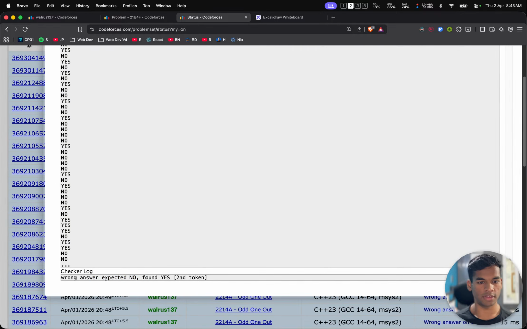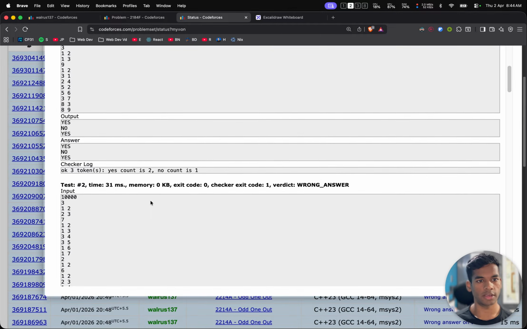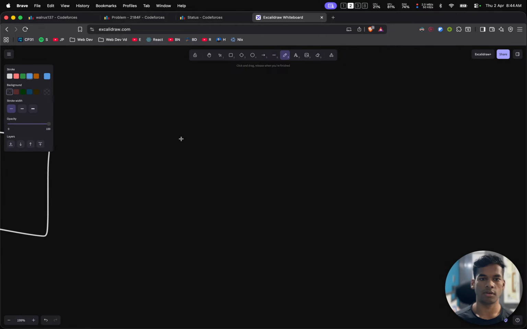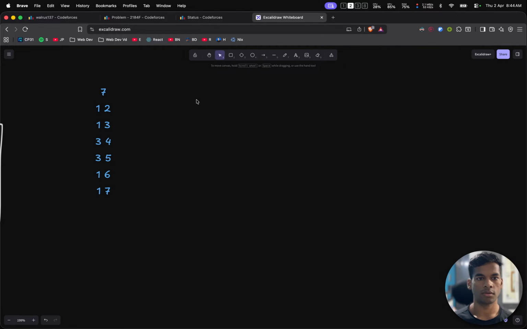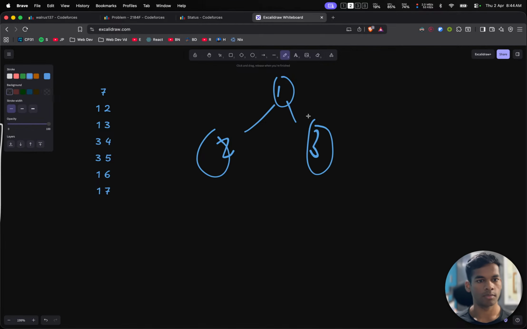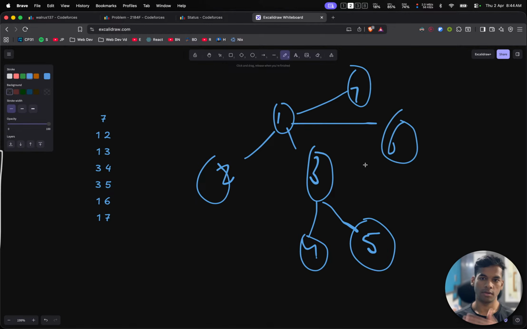In the second test case, expected no, but found yes. On the second test case, which is this, okay, let's make its tree. There are 7 nodes. Node number 1 is connected to 2 and to 3. Node number 3 is connected to 4 and to 5, and then 1 is also connected to 6 and 7.